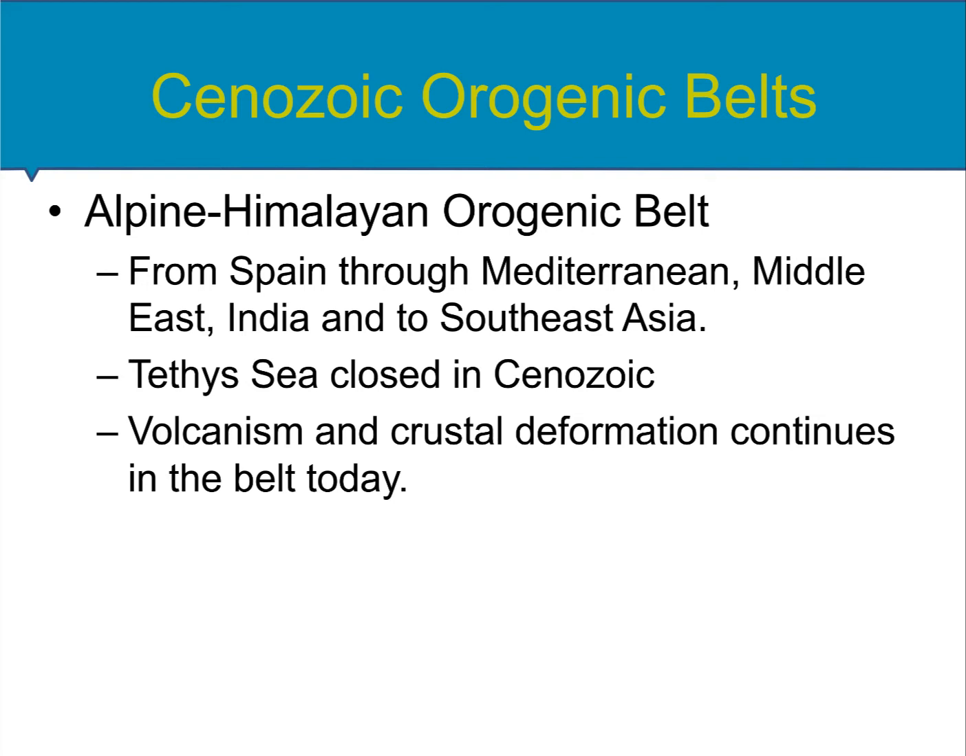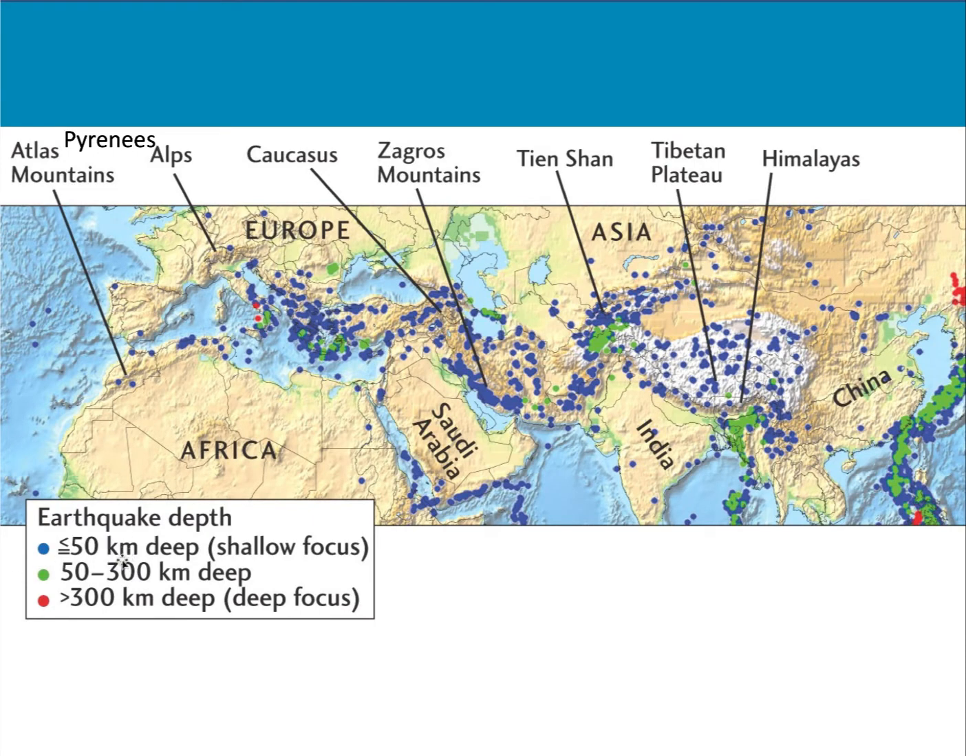And we see lots of volcanism, crustal deformation, earthquakes, there's quite a bit of activity that occurs along this zone. So here's an image showing where the different earthquakes are occurring. And we have some relatively deep earthquakes, some greater than 300 kilometers in here, which is telling us that there's something going on, like a subduction. So the sea floor of the Tethys Ocean was being pushed down underneath Europe and Asia.